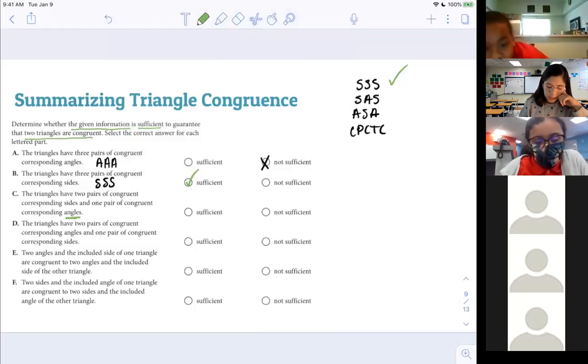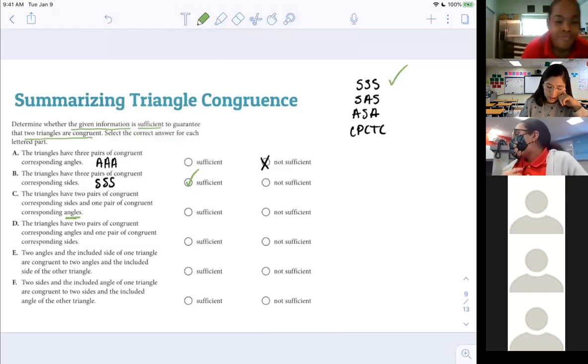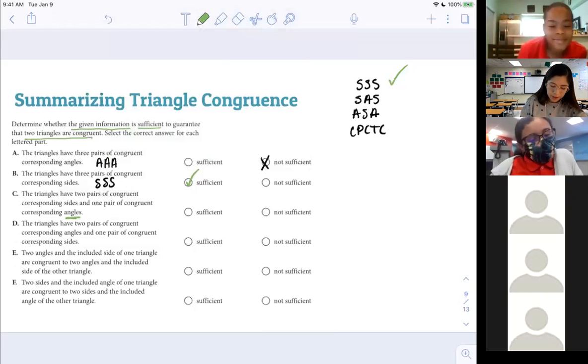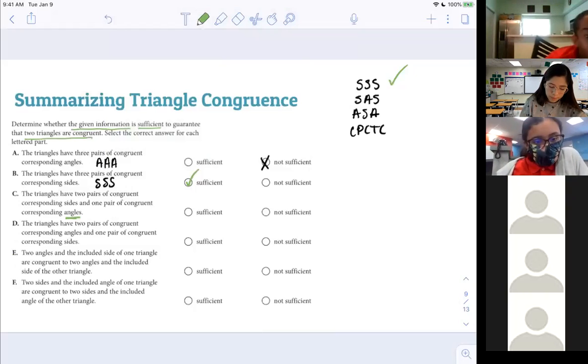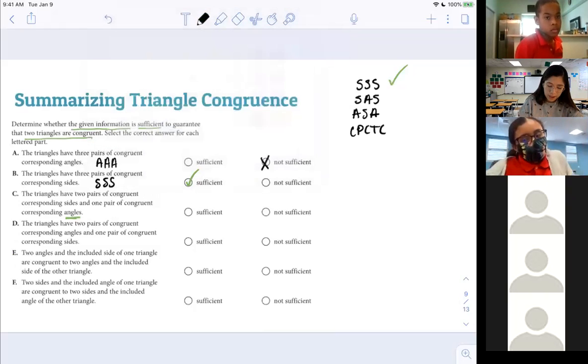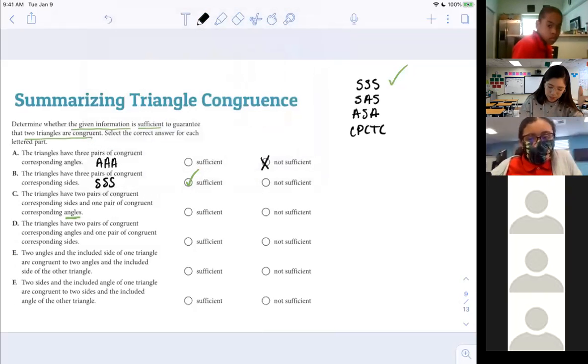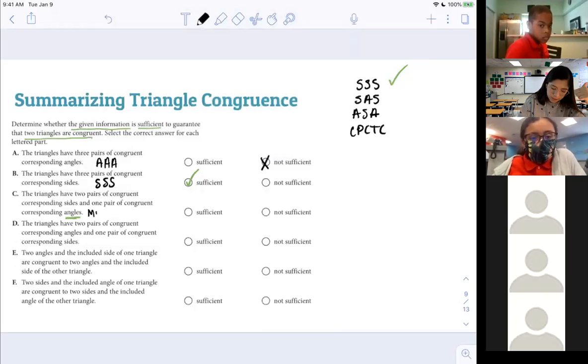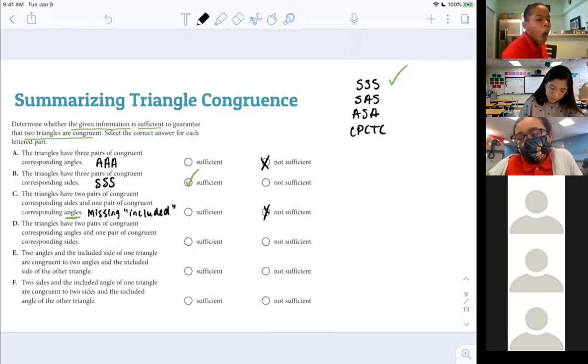So right now, all we know is that there's 2 pairs of corresponding sides. So we have S and we have S, and then 1 pair of corresponding angles. So I have SSA, but do I know which order those 3 letters go in? No. They're not telling us anything about where they're located, and they have to tell us that the angle has to be included. Exactly. So this is missing the word included. So this is not enough.